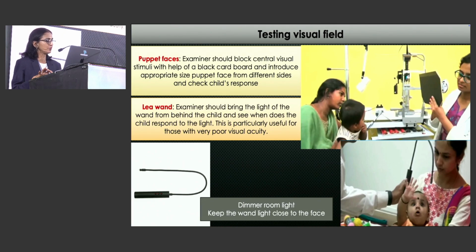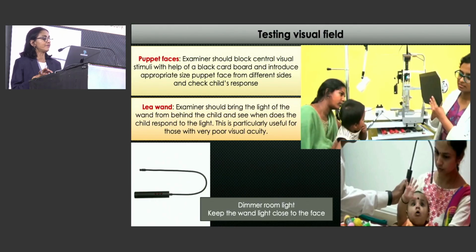For that you will use puppet faces or the Leavant. In puppet faces, the examiner should block central vision stimuli with the help of a blackboard and then introduce appropriate size puppet faces from different sides, and the child's response to that is watched.